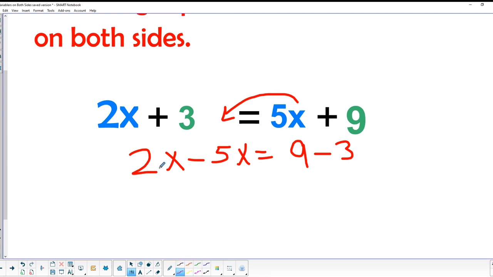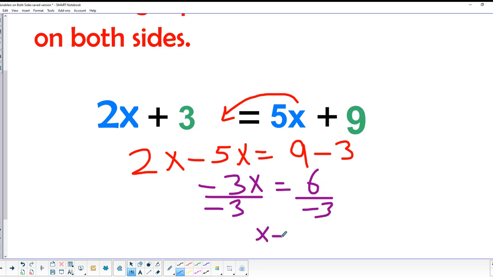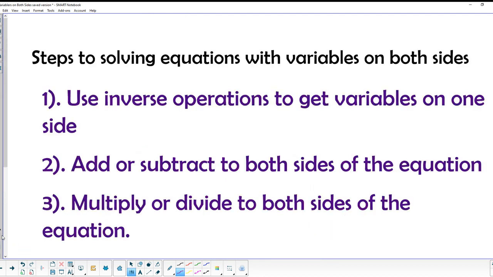And when I do that, I'm left with now negative 3x equals 6. Divide both sides by negative 3, and I end up with x equals negative 2. So there's a quick look at the general process of what's going on here. So let's try a few examples and see how we do.